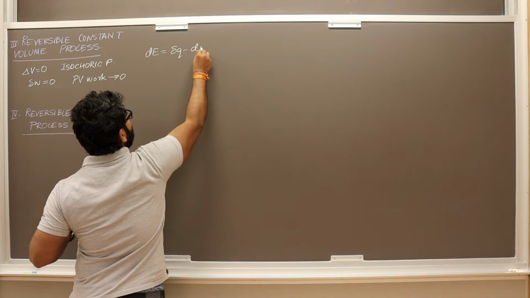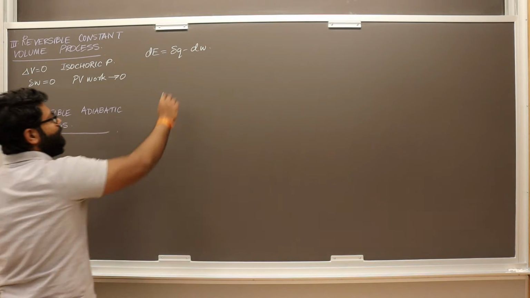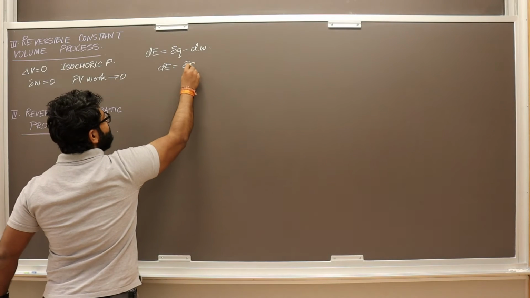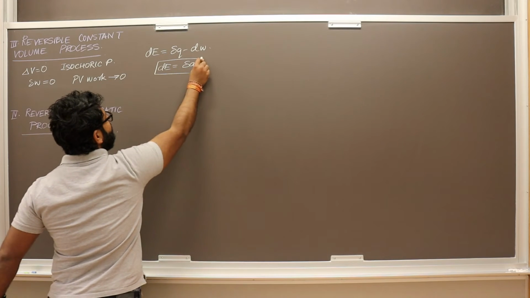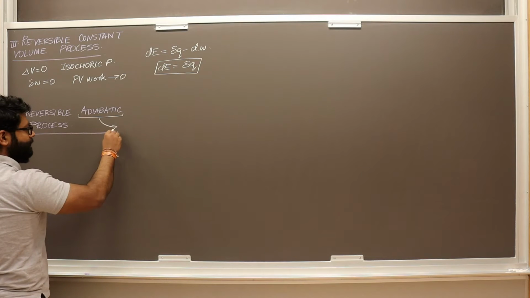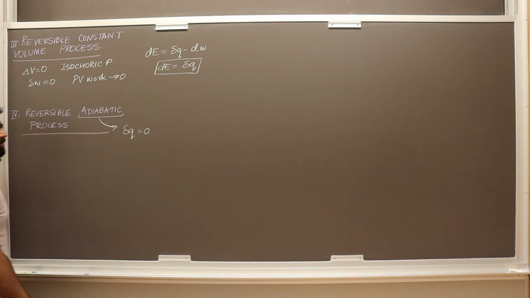So we know that dE is equal to del Q minus del W. This becomes 0. So this simply becomes dE equals dQ. Now, the fourth one, which is called the reversible adiabatic process, is a very interesting process. Okay? Now, adiabatic means del Q is equal to 0.